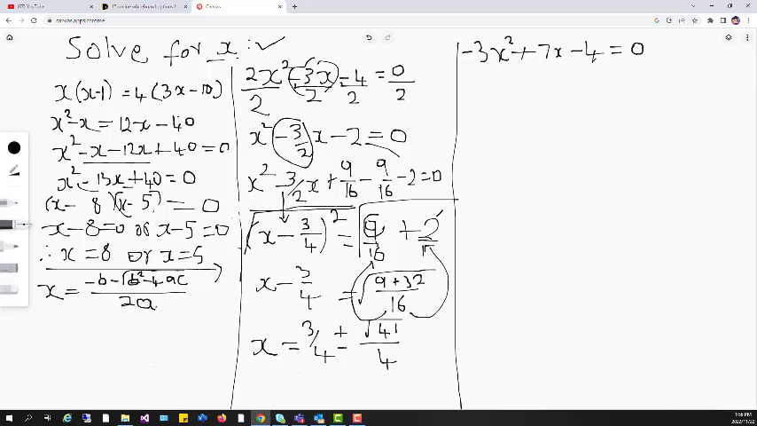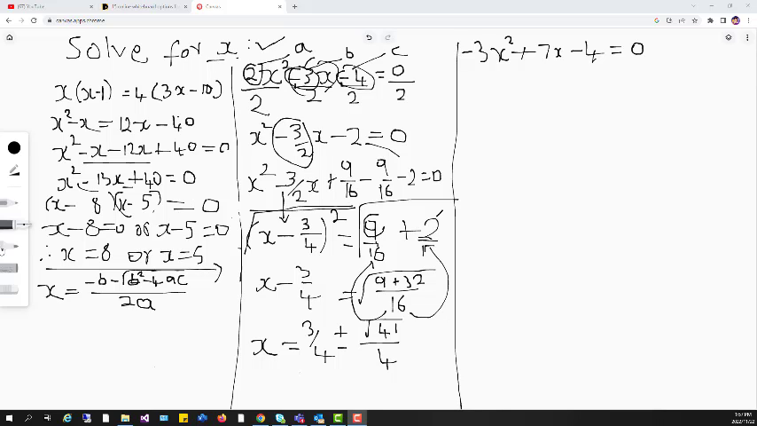All right, so let's check. We had 2x squared minus 3x minus 4. So a is the coefficient of x squared, minus 3 is b, the coefficient of x, and the constant minus 4 is your c. So we're going to substitute those values into the quadratic formula.